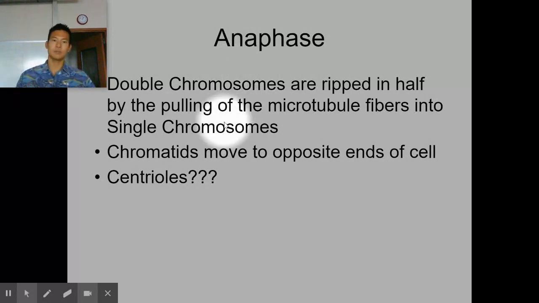What actually rips them apart are the centrioles. The centrioles and the spindle fibers start pulling from both ends, and then they rip them apart. As soon as they're ripped apart, it's anaphase. So the main characteristic, always about the DNA: double chromosomes are ripped in half by the pulling of the microtubule fibers into single chromosomes. You may also call these chromatids. Single chromosomes sometimes can be called chromatids. They will start moving toward the opposite ends of the cell.